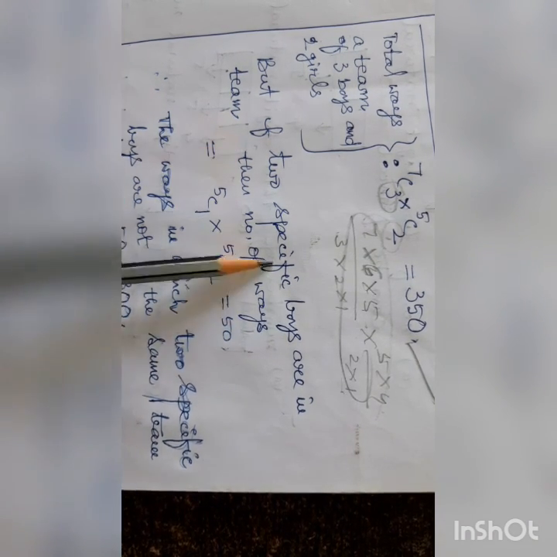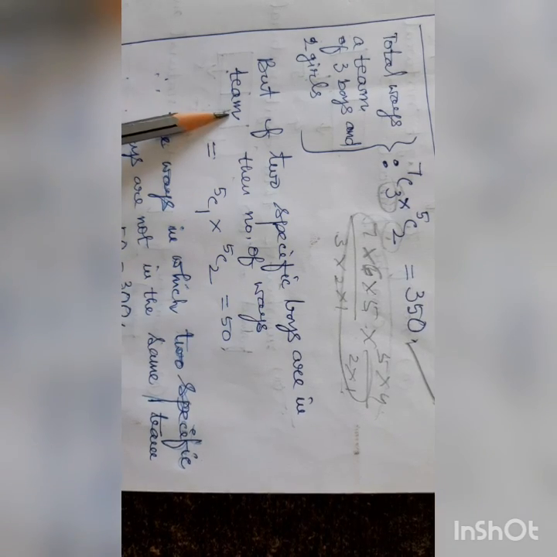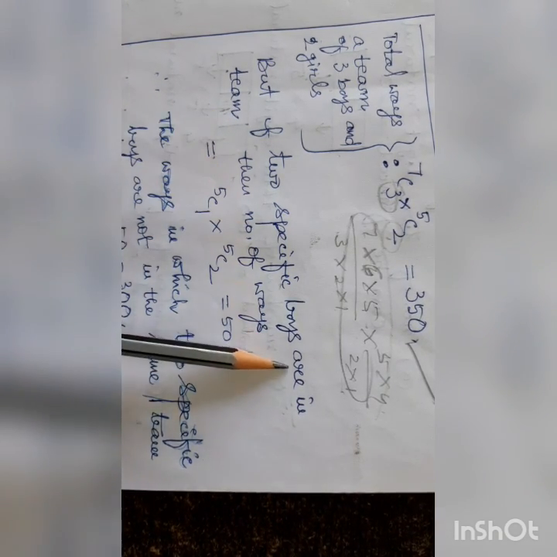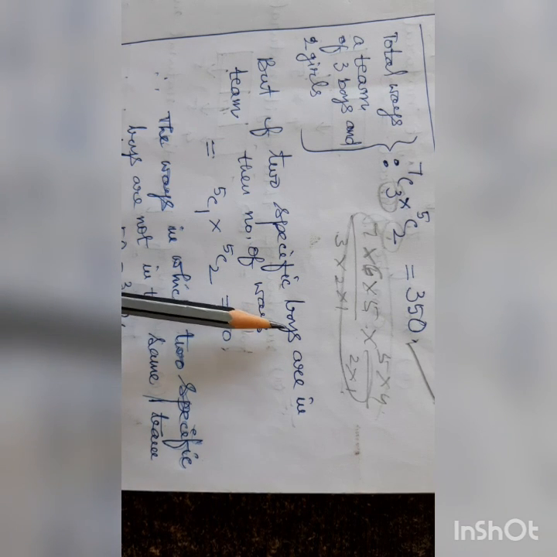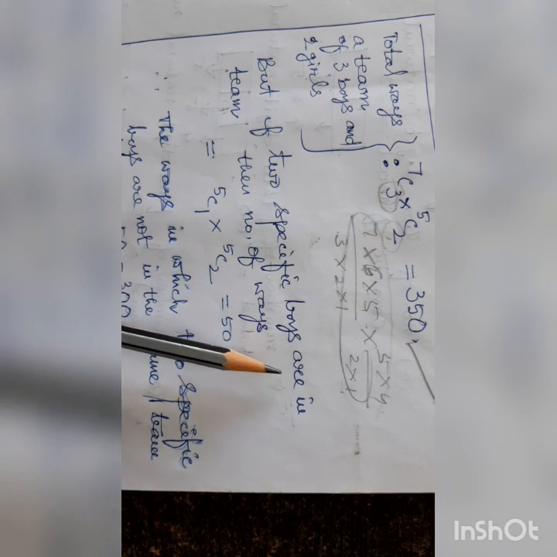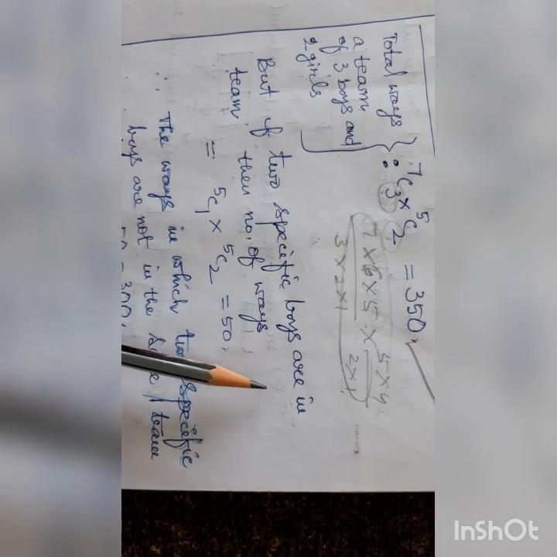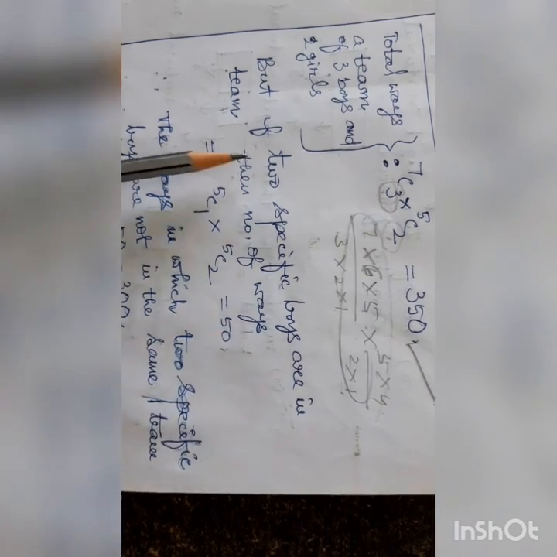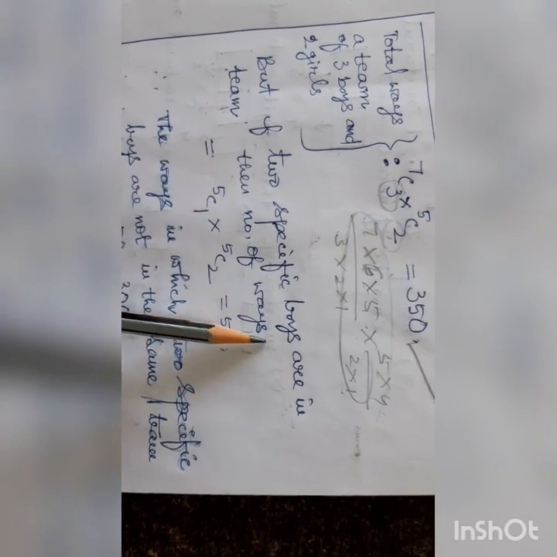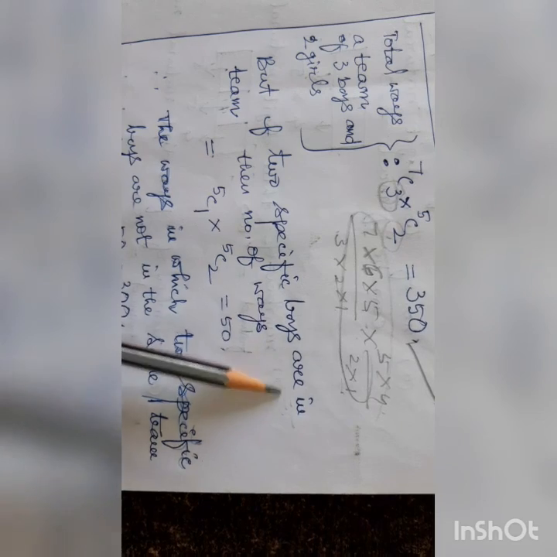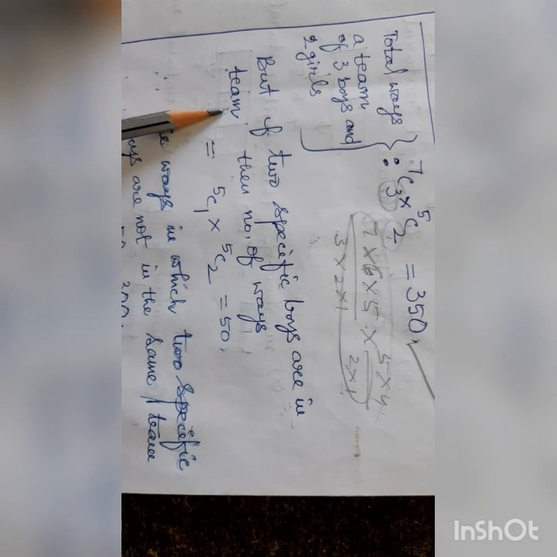But if two specific boys are in the team, suppose A and B are the specific boys. If there are two specific boys A and B who refuse to be members of the same team, this is a case we are taking. Two specific boys are in the team we are taking. Refusing means we will subtract this one.